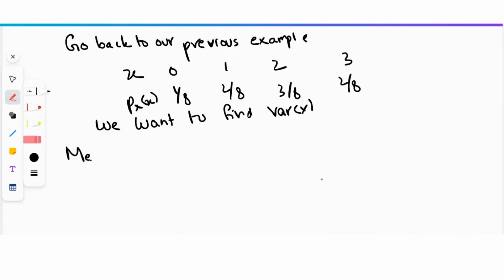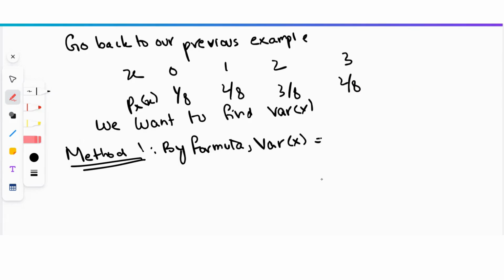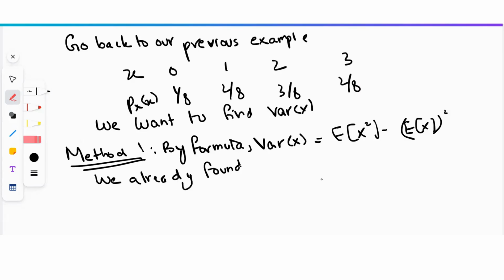So method one that we're going to use is going to be by the formula that we derived from the definition of variance. So by formula, it says that variance of x is equal to expected value of x squared minus expected value of x whole squared. So we already found in our videos that expected value of x is 1.75. Details of that. So the expected value of x squared is 4.